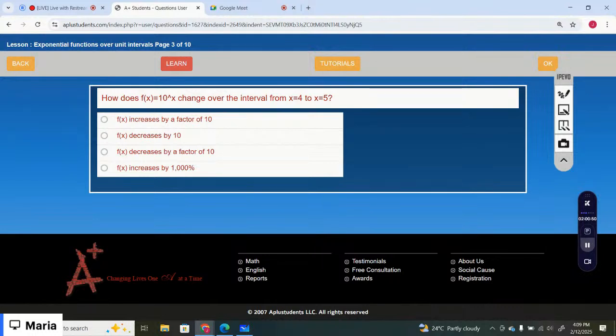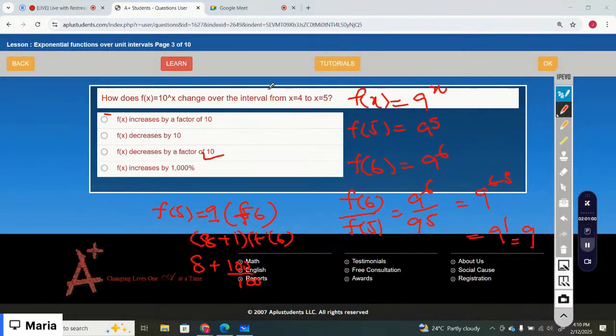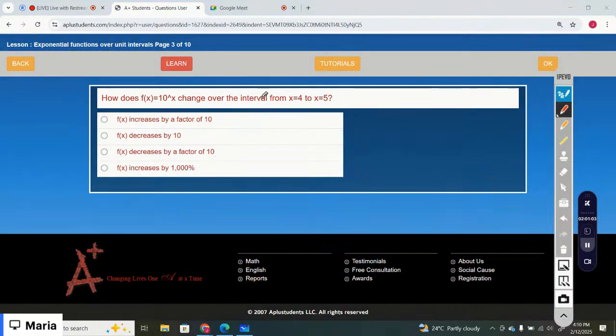How does f(x) equals 10 exponent x change over the interval from x equals 4 to x equals 5? f(x) equals 10 exponent x. f(4) equals 10 exponent 4 and f(5) equals 10 exponent 5. That is 10 exponent 5 divided by 10 exponent 4, which is 10.